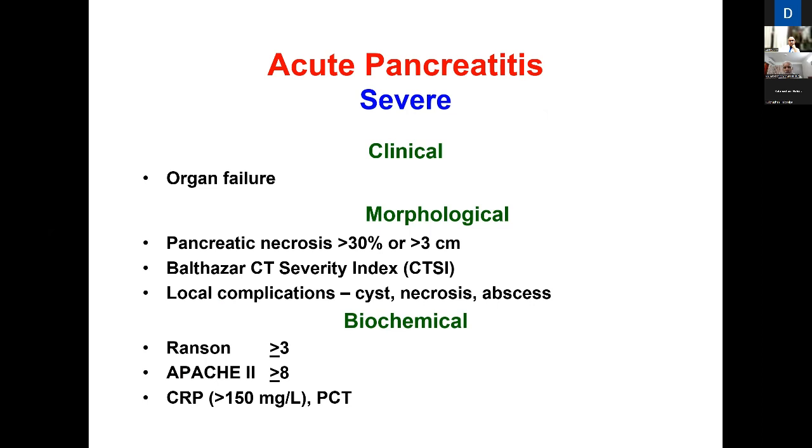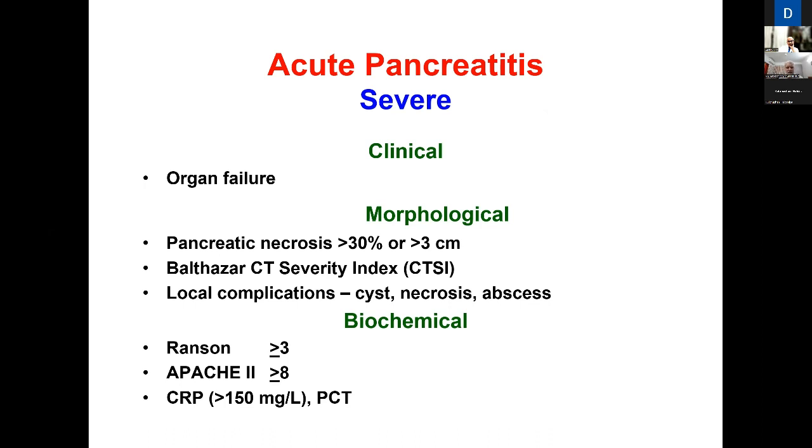Once we have made a diagnosis of acute pancreatitis, the next important step is to assess the severity of the attack. And this can be done by clinical and lab parameters, which suggest organ failure, morphological changes, which are seen on CT scan, which means a pancreatic necrosis, either more than 1/3 of the organ volume or more than 3 centimeters in size. There are several CT severity indices, including the Balthazar, and presence of local complications in the form of a fluid collection, cyst, necrosis, or abscess, depending on the duration of the episode of acute pancreatitis.